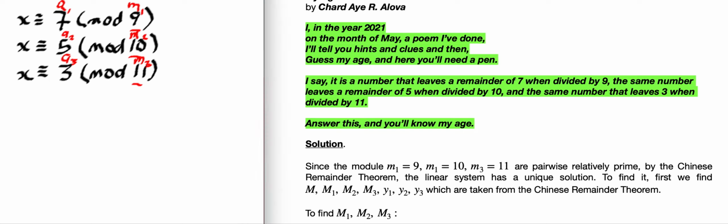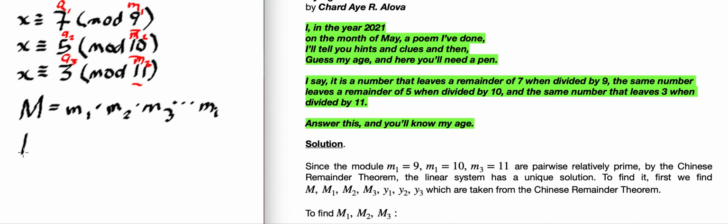So we need to recall the formula for big M. Just recall that big M is just equal to all the moduli, M sub 1 times M sub 2 times M sub 3 up until M sub N, or let's have it M sub I. Since in our example we only have three small m's, we only have small m sub 1, small m sub 2, small m sub 3.